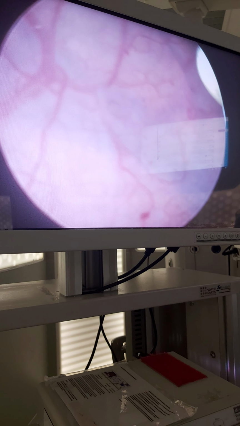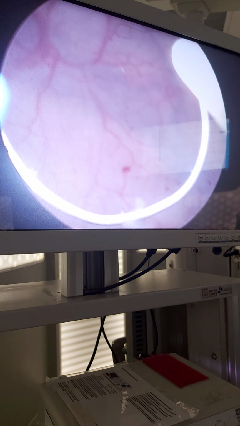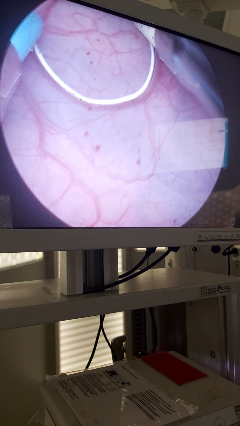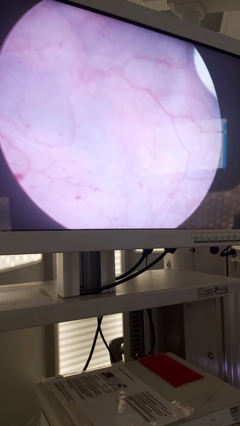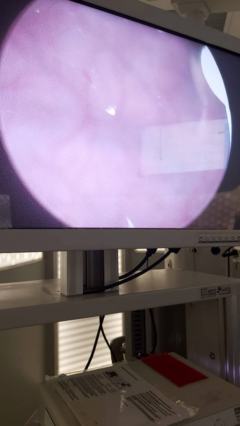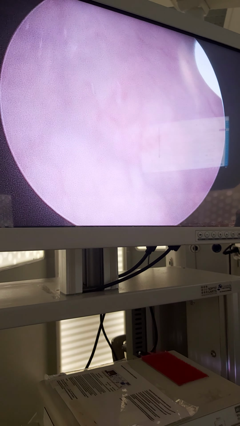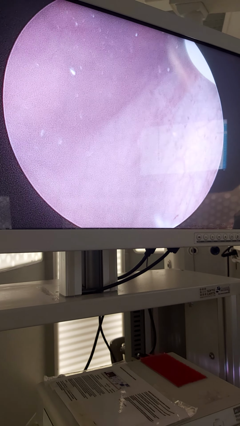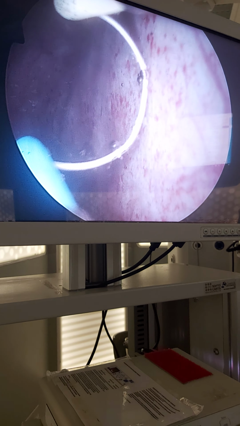I can see the vessels outside the bladder. I don't know if you can see this blue image underneath the mucosa. This is the vessel outside the bladder. The bladder wall is very thin. I can see the outside vessels. And I will do some spots of fulgurations in these unhealthy tissues.